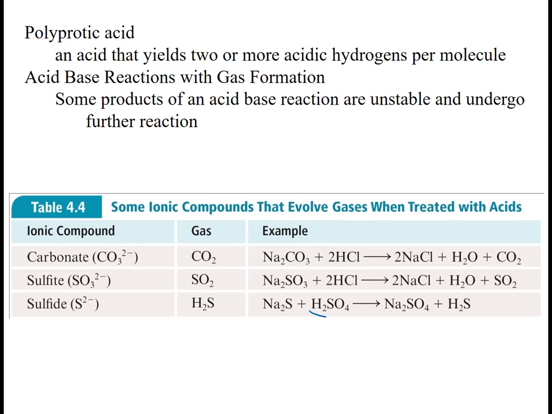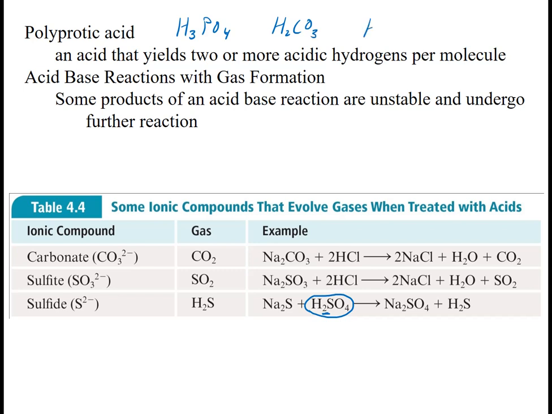This is sulfuric acid. Sulfuric acid, you see the 2 there. So that's more than 1, versus HCl, which is a monoprotic acid because it's only 1 hydrogen. Other examples would be things like phosphoric acid, which has 3 protons. There's carbonic acid, H2CO3, which has 2.